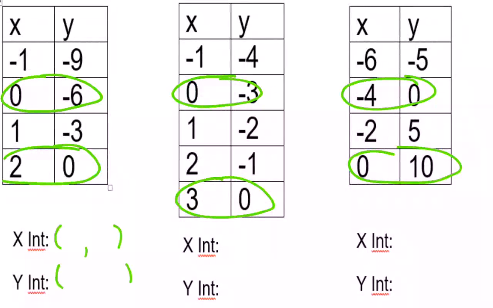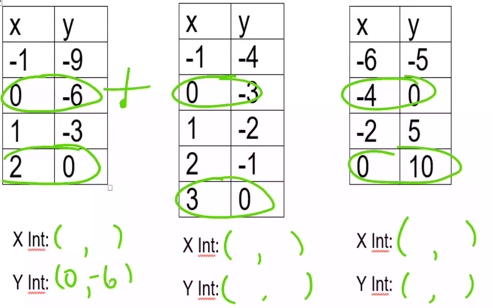So all of my points have a 0. I've circled 2 points in each of these, so I'm covering my x-intercept and my y-intercept in each of them. I just have to decide which is which. So the point 0, -6 is going to be on the y-axis, so that's my y-intercept.